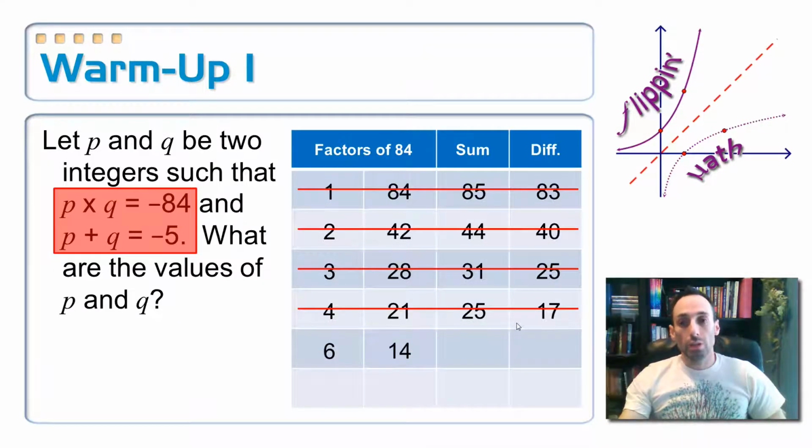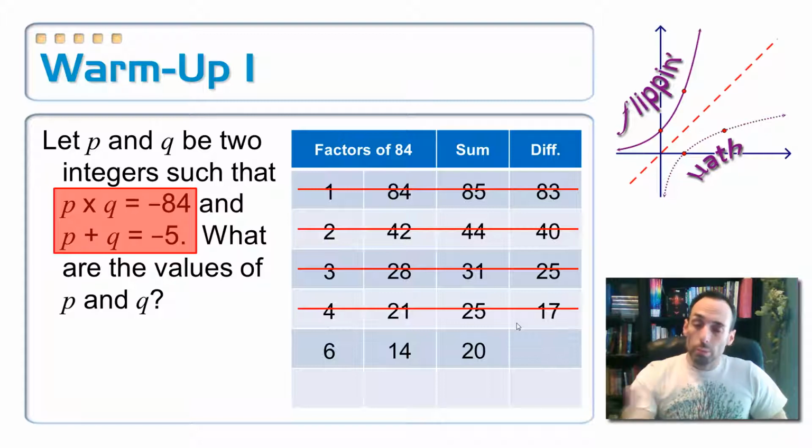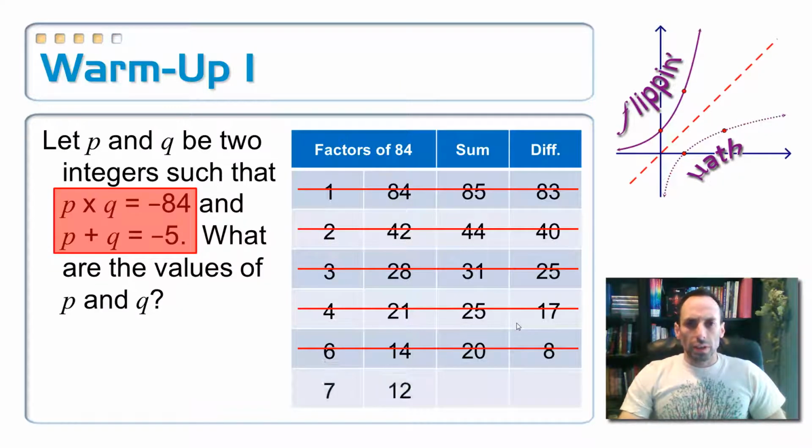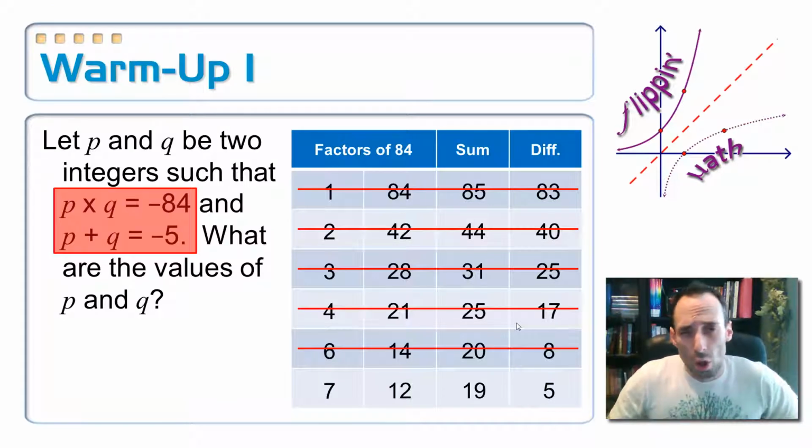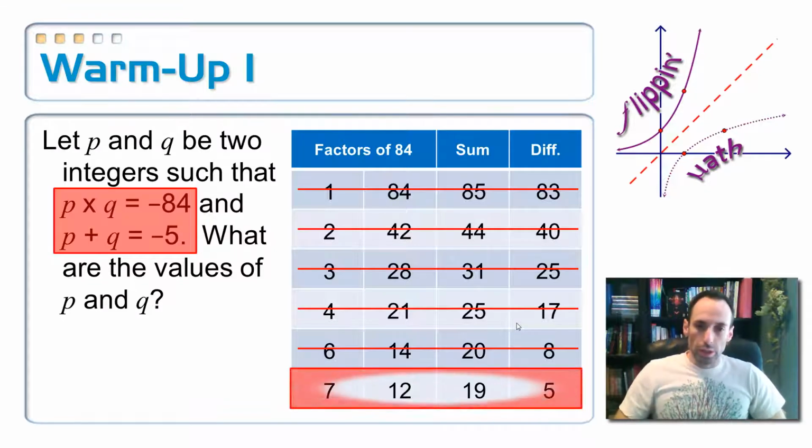Now, something else that you can notice is that these factors have to be pretty close to each other if they're going to add up. Well, really, the difference, since it's negative, is going to be negative 5. So here we go. Finally, we have 7 and 12. If we were to add them together, we get 19, but if we subtract them, we're going to get 5. And we know we're going to subtract them because we have a negative product. If we have a negative product, one must be positive and one must be negative, right? Okay, so there would be our answer.